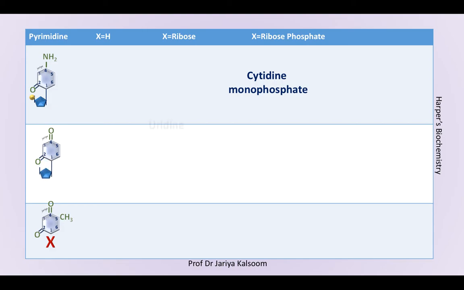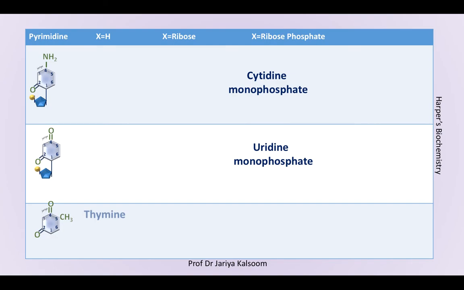Similarly, the nitrogenous base containing oxygen at the fourth and second positions is uracil. Addition of ribose sugar to the nitrogen at the first position of the pyrimidine ring converts it to its nucleoside form, uridine, and esterification of a phosphate group converts it to the nucleotide uridine monophosphate.